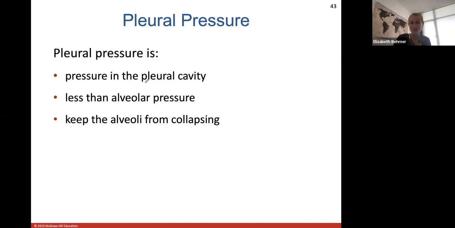Pleural pressure is the pressure in the pleural cavity. It's always less than alveolar pressure. And this is what keeps your alveoli from collapsing on themselves as well. Like I said before, you always want your alveoli, those little air sacs, to constantly be open. And there's always a certain amount of pleural pressure from the pleural cavity that keeps your alveoli open at all times as well.